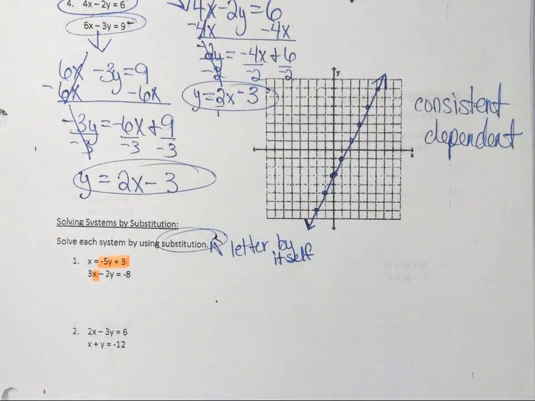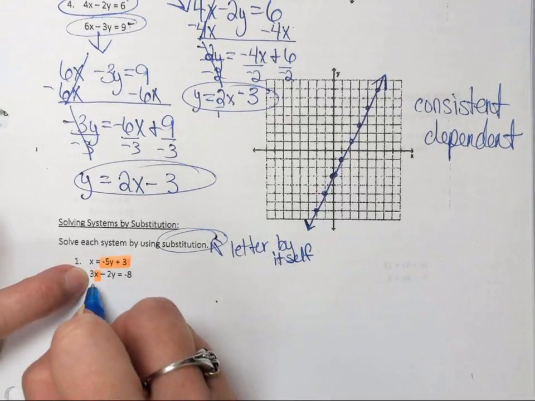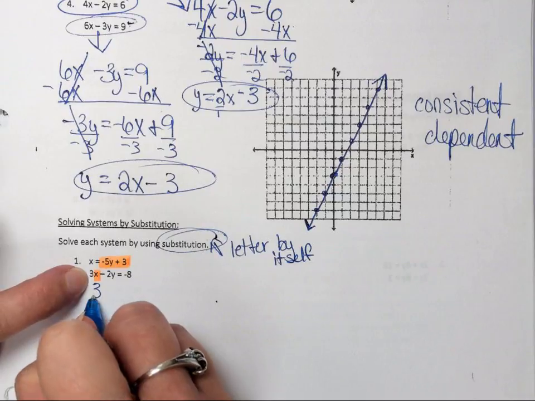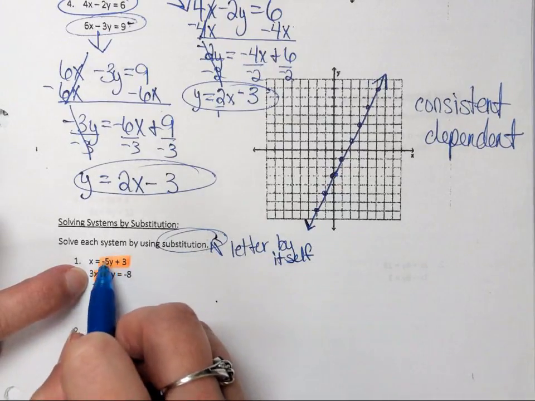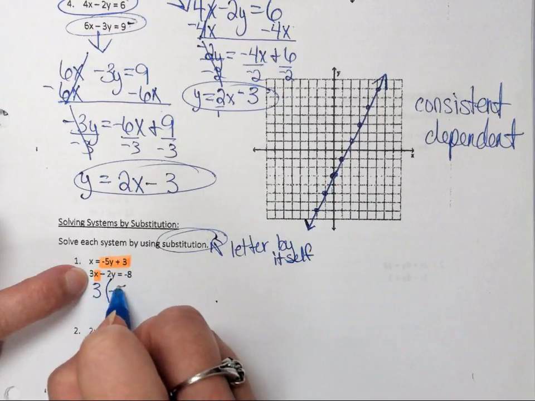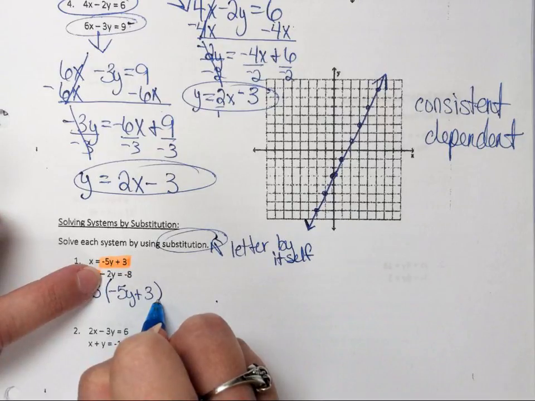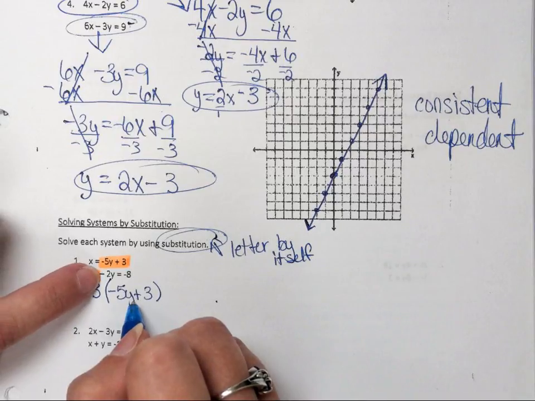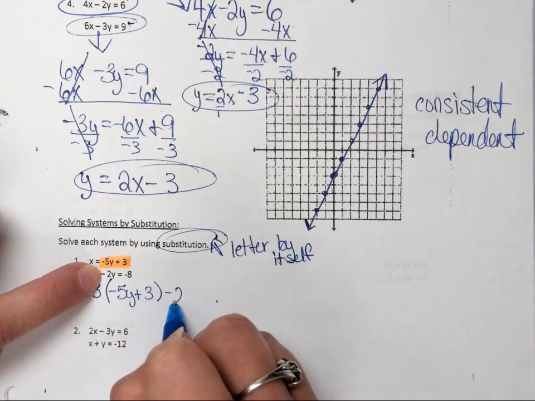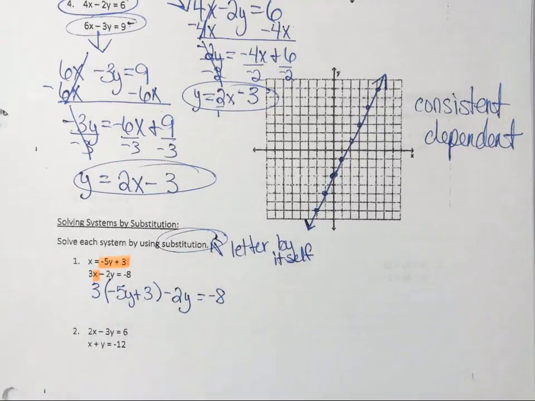Alright, now grab your pencil back. So we're going to follow this bottom equation. We're going to write a 3. But then we're not going to put x. We're going to put what x equals. What did x equal? Negative 5y plus 3. There you go. Oh, that's negative 5y. I'm sorry, that's negative 5y. My bad. And then keep following that equation. Minus 2y equals negative 8. There you go. Do you see how I only have one letter?